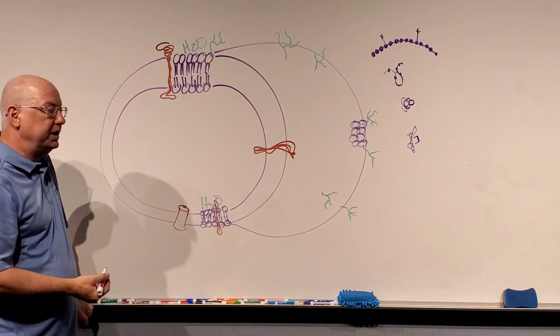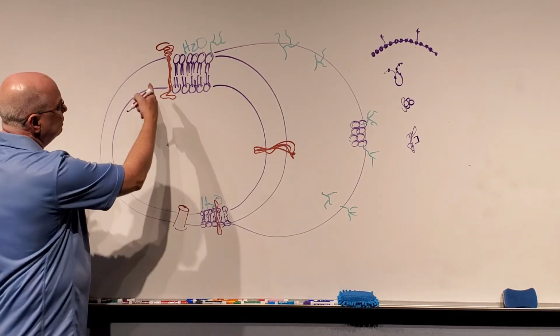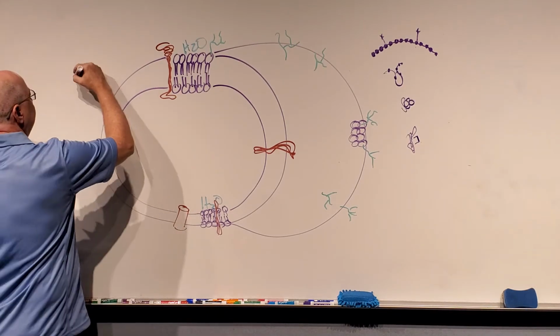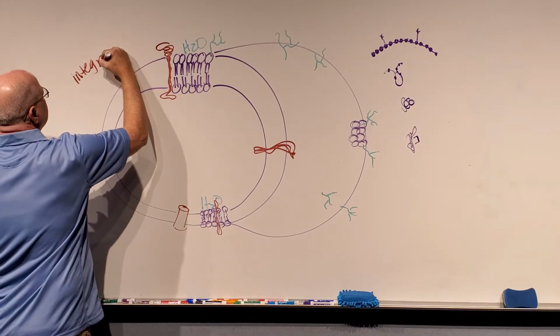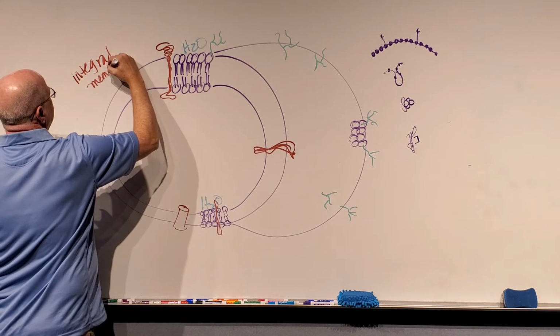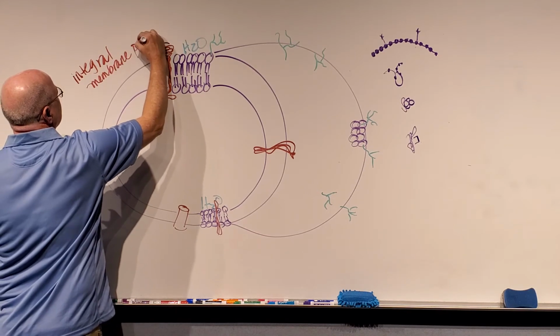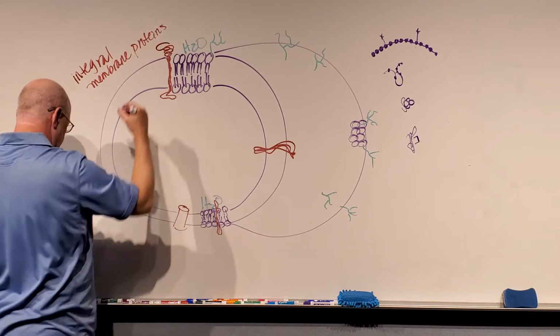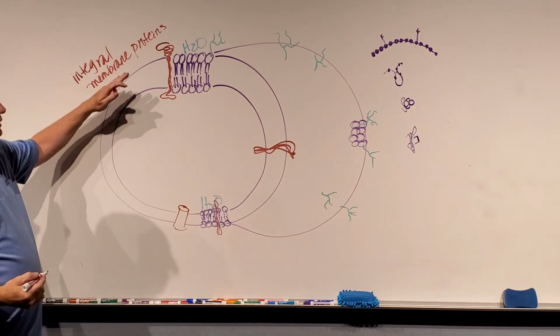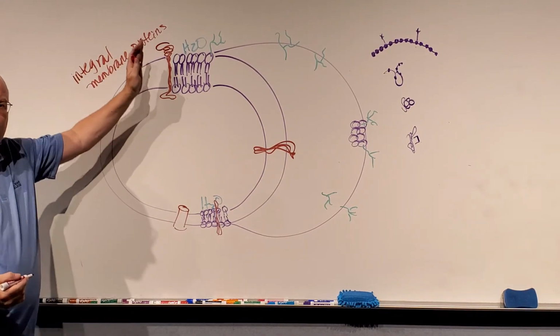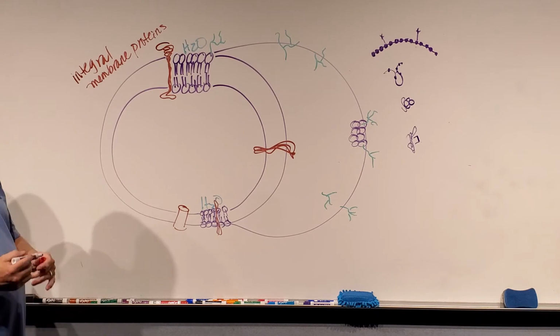They're called protein channels. Now, these kinds of proteins that are embedded in the cell membrane are called integral membrane proteins. Integral membrane proteins are integrated into the membrane. They're embedded in the cell membrane.